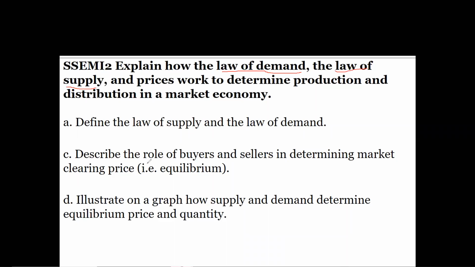Define the law of supply and demand, describe the role of buyers and sellers. Buyers and sellers each have their own role in determining equilibrium price, or as you see here, the market clearing price. We'll discuss more of that in a second, which one goes with which as far as supply and demand goes. And then illustrate on a graph how supply and demand determine equilibrium price and quantity. So we're going to do some graphing today. This is, again, where economics gets a little more out of social studies, a little more into math. We'll be graphing and plotting some different points and things like that.